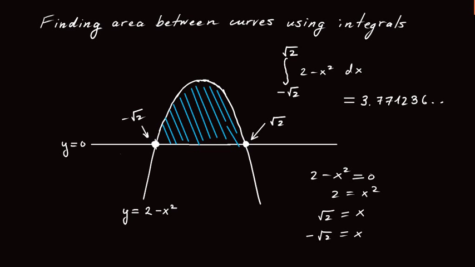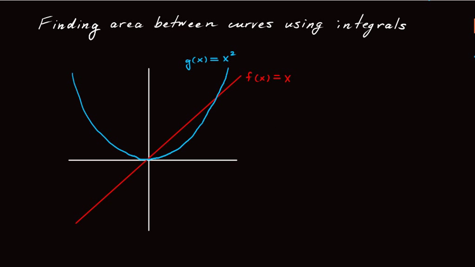Okay, let's move to another example, a little bit more complicated. Here I have two curves and both are not the x-axis. And I would like to find the area between them. So I'd like to find this area here. Now, how do I find this area?